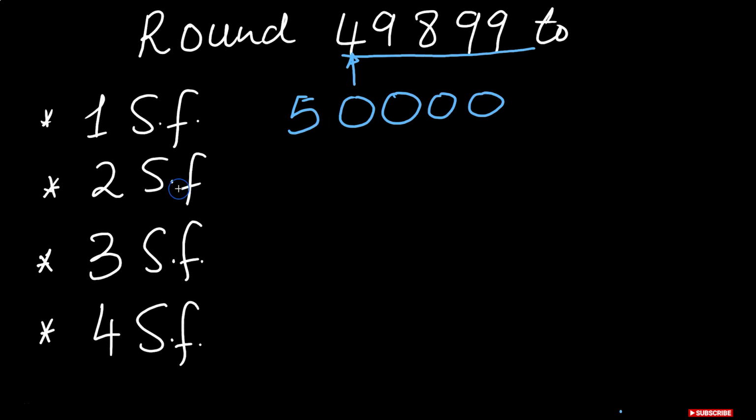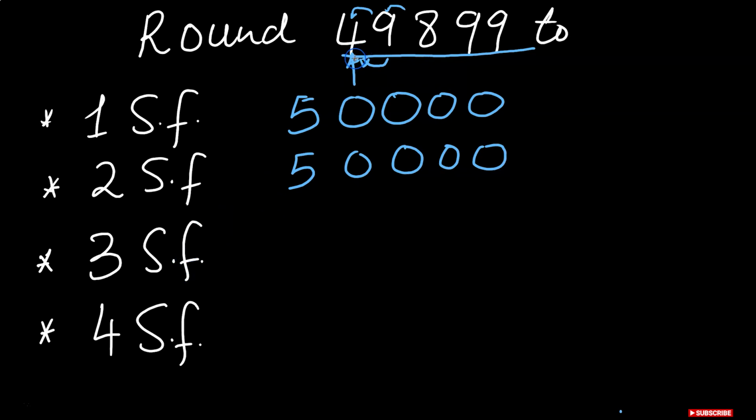2 significant figures. So we count 1, 2 significant figures. That's my second significant figure. The next number is 5 or more. So what happens to my 9? This needs to go up. So I don't make it 410. What will happen? This 4 gets upgraded to 5 and this now becomes 0. The 9 becomes 0. So this number is the same as one significant figure, basically. So you get 50,000.